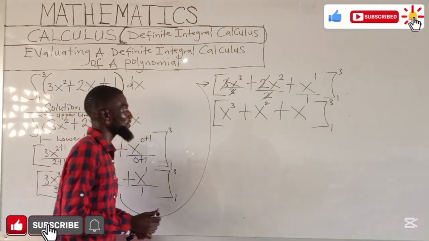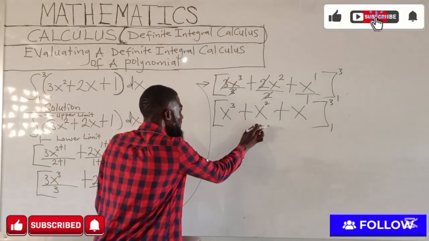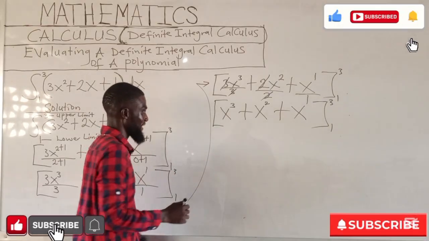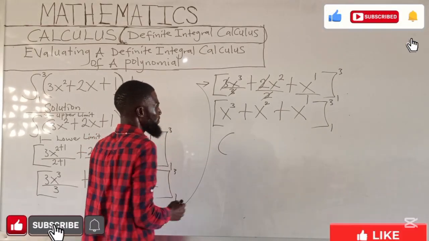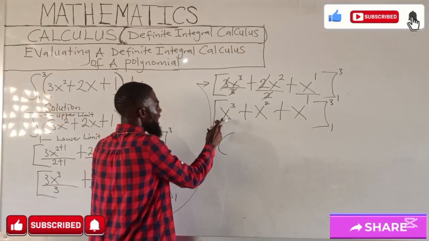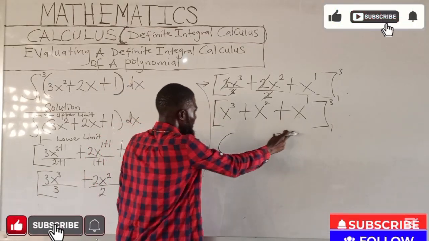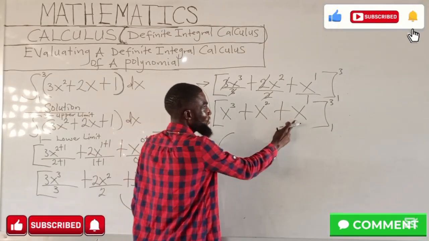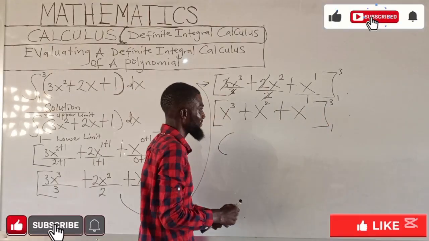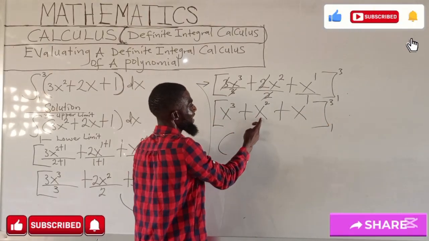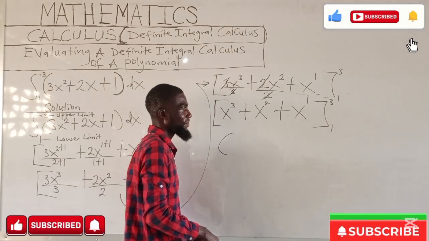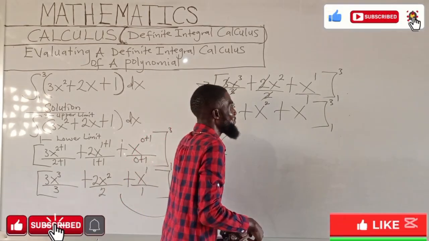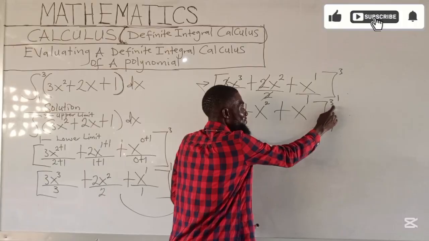On this note, ladies and gentlemen, we remove this from the bracket and put this in a parenthesis. On this note, we say parenthesis open. Remember, we have x, x, x. So this x, x, x will represent the upper limit 3, while the x, x, x will also represent the lower limit 1. Remember, we will be subtracting the lower limit from the upper limit.